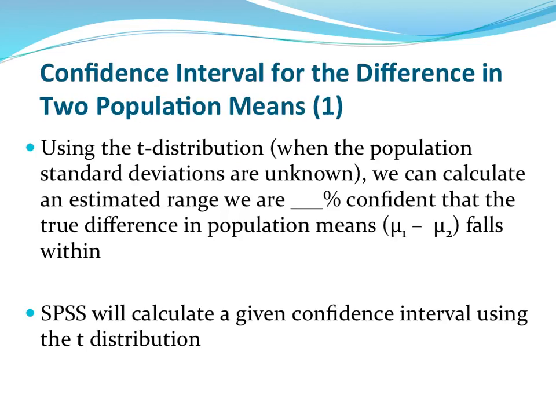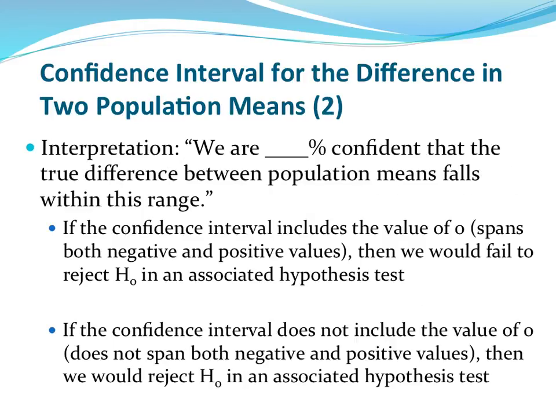We can also construct a confidence interval for the difference between two unknown population means, similar to how we've done previously with one unknown population mean. Using the t-distribution when the population standard deviations are unknown, we can calculate an estimated range we are a certain % confident that the true difference in population means falls within. Based on your data, SPSS will calculate this given confidence interval using the t-distribution. Our interpretation will take a similar structure as before. Our interpretation will be we are a certain percent confident that the true difference between population means falls within this range.